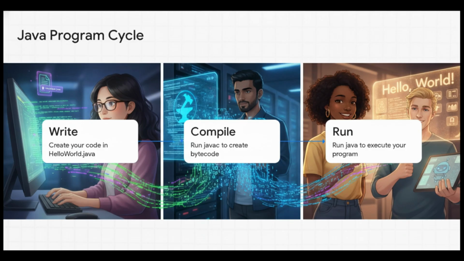Step 2, you compile. You open up your terminal and you tell the JDK to compile it by typing javac HelloWorld.java. This simply translates your human-readable code into bytecode. And finally, step 3, you run. You type java HelloWorld, and the JVM takes over, executing that bytecode and displaying your creation on the screen. Write, compile, run. It becomes a deeply satisfying cycle.